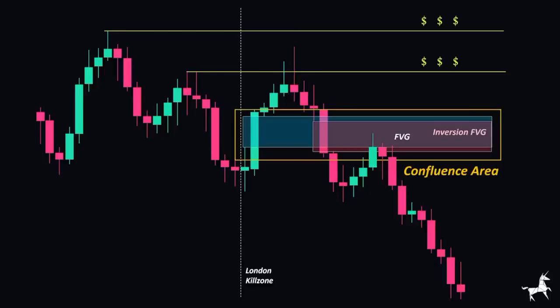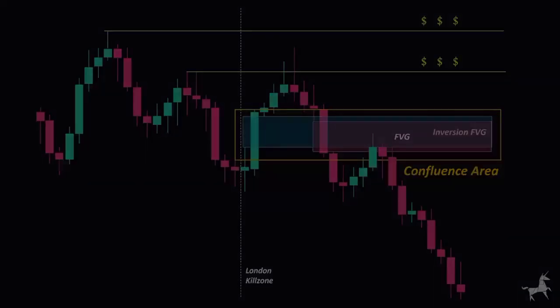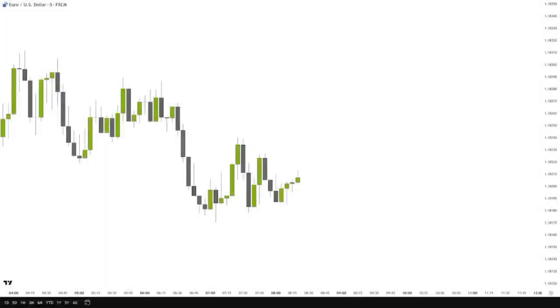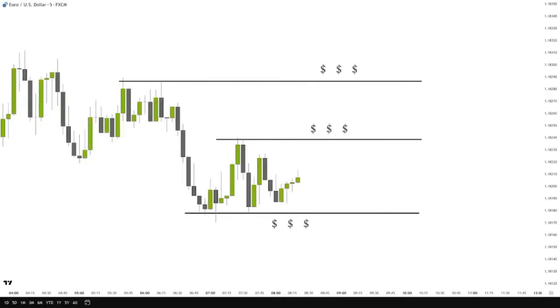Now, let's look at some of the real chart examples. Here on the Euro-Dollar 5-minute chart, let's mark the key liquidity levels in the Asian session. Here we can mark the buy-side and sell-side liquidity like this. Now, with the opening of the London kill zone, we want to see a liquidity grab pattern formation around either of these levels. So let's play the price forward.